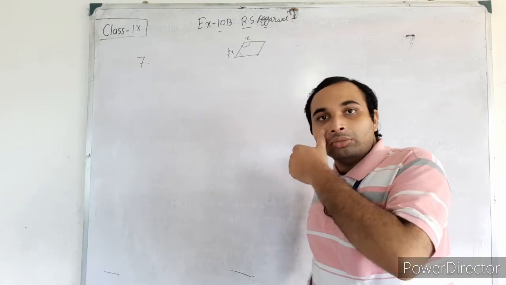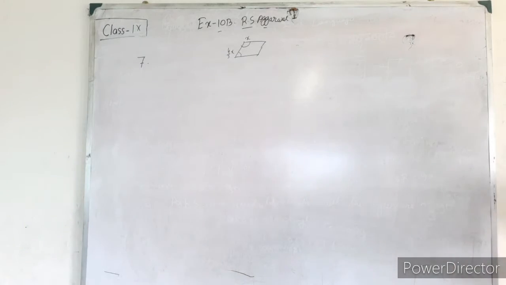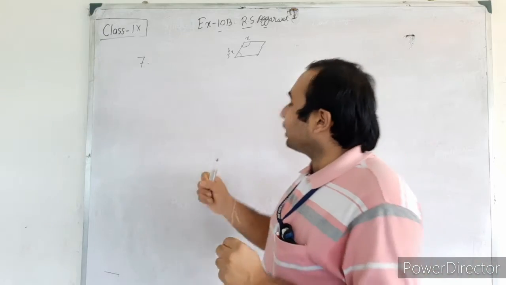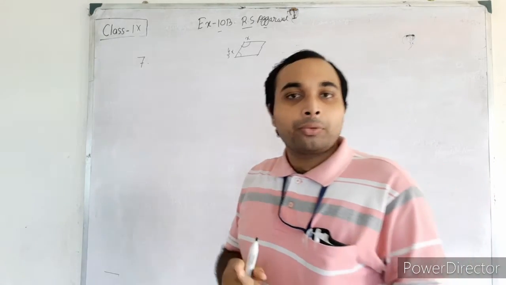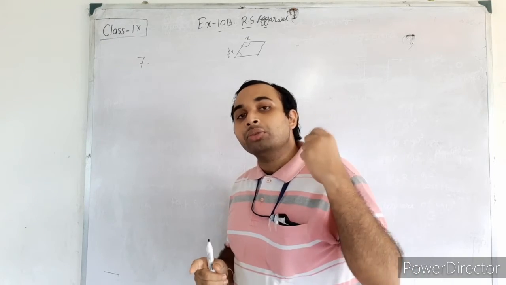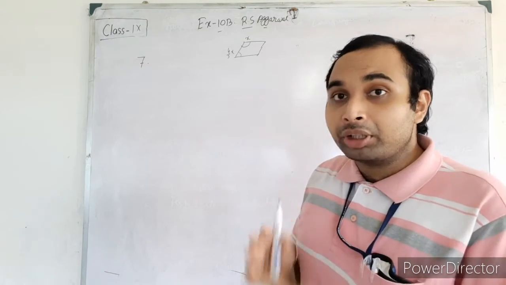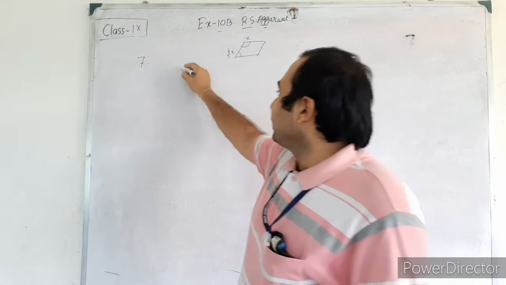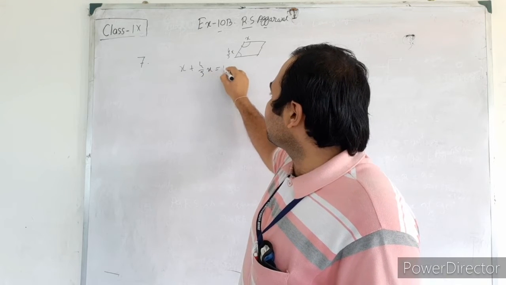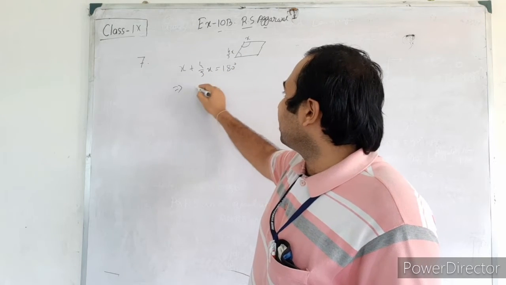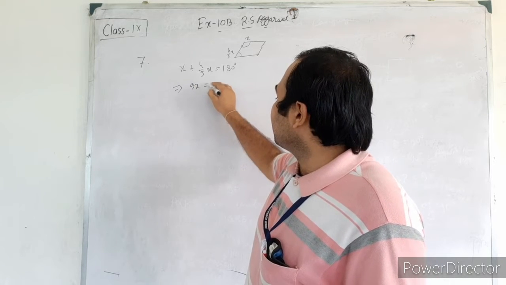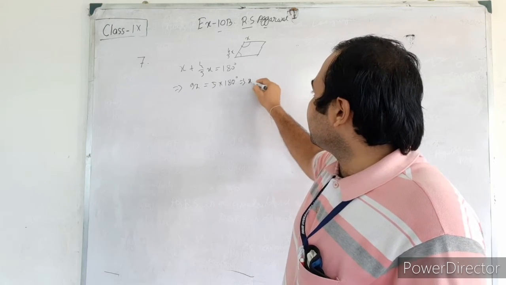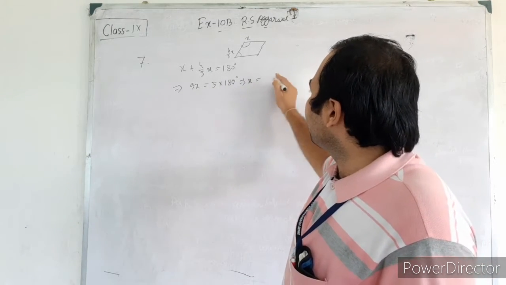Now for the parallelogram, one main property is that the sum of a pair of adjacent angles is 180 degrees. In the previous video I also did one important example where I used that property. So here x plus 4/5 x equals 180 degrees, and from here 9x equals 5 into 180 degrees, so x equals 100 degrees.